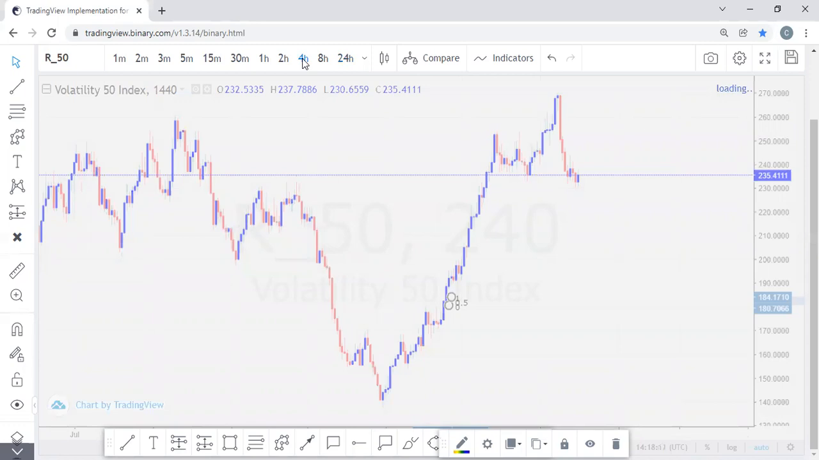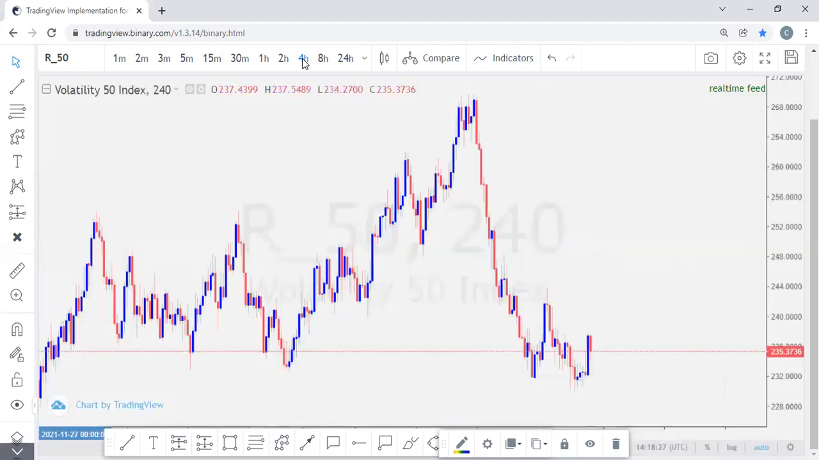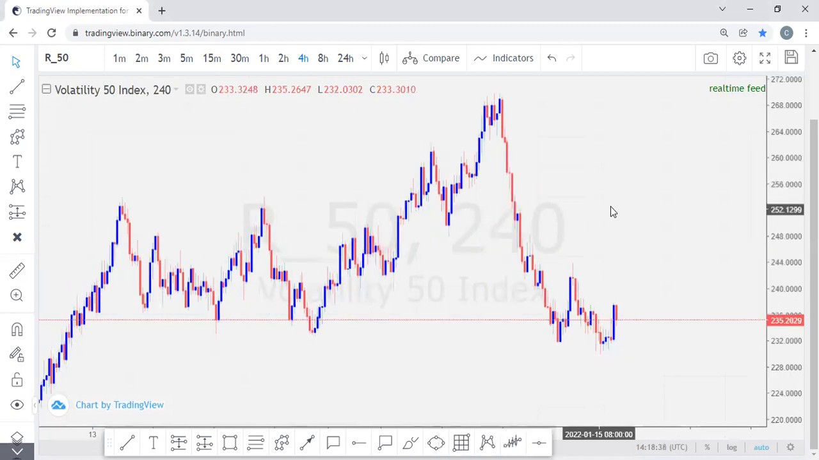Right. So let us just watch what the market is doing, watching patiently. Using the 4-hour time frame.